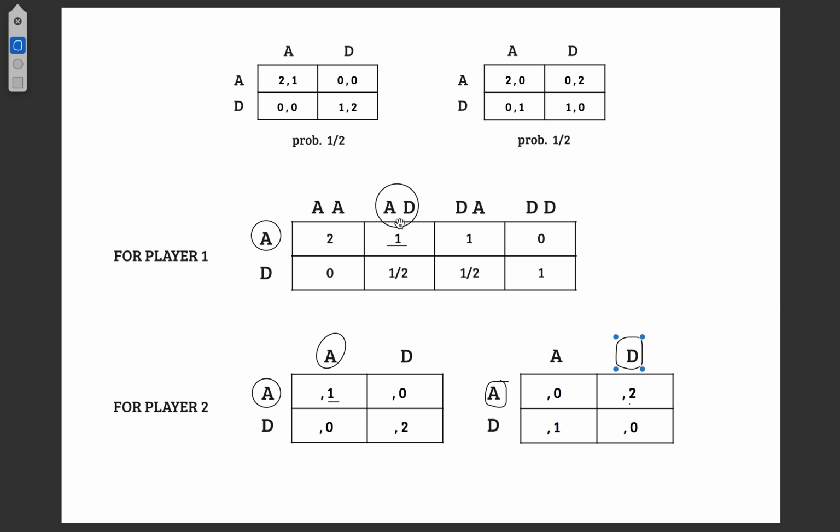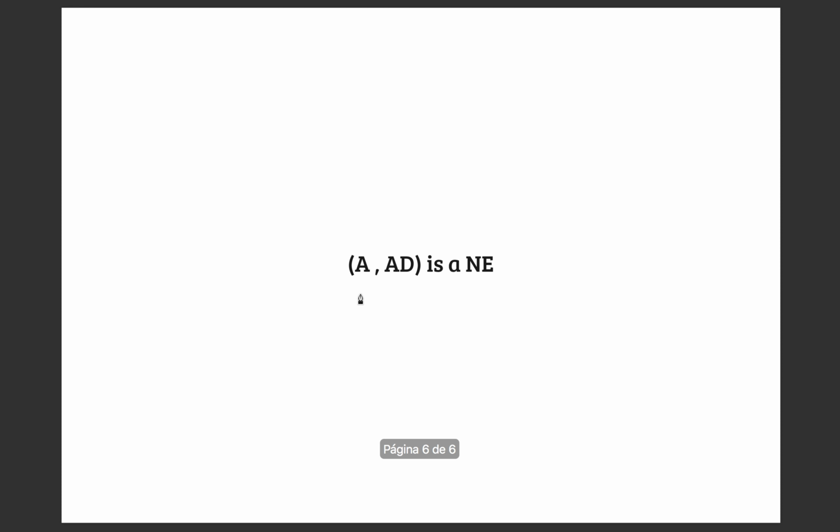So what happens is that we have a Nash equilibrium. If we have mutual best responses, then we have a Nash equilibrium. That is the basic notion of Nash equilibrium. So in this case, AD will be a Nash equilibrium. If we continue doing this kind of computation, we will compute all Nash equilibria in this game. In this case, we have only one Nash equilibrium, so we conclude that AD is a Nash equilibrium.